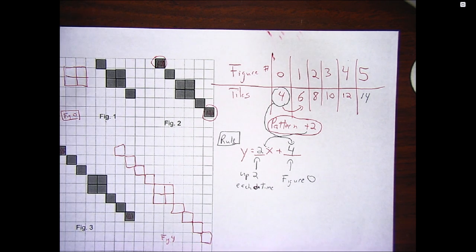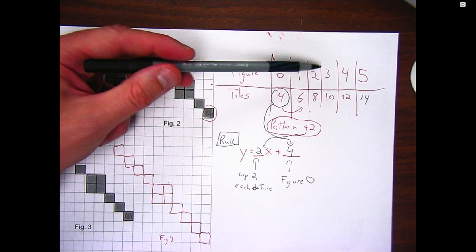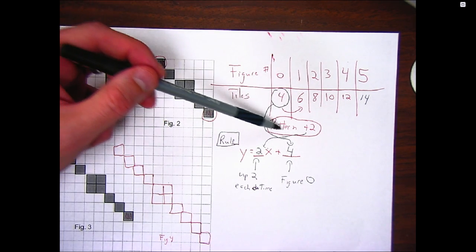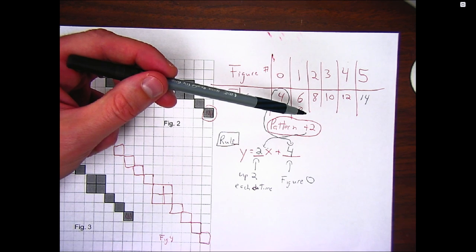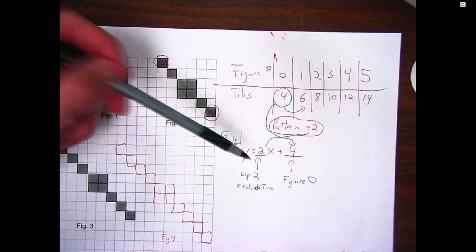Right, so this is sort of a bunch of stuff that we're expected to do. We're expected to understand the picture, which ones are being added. We're expected to understand the table, how many tiles are in each figure, how much is it going up by each time or down, that's the pattern, and then using the pattern and the table to write the rule.